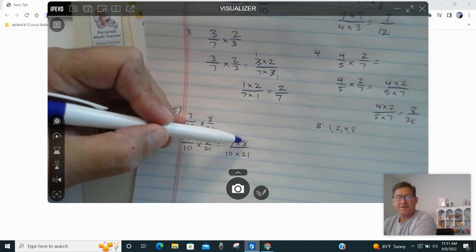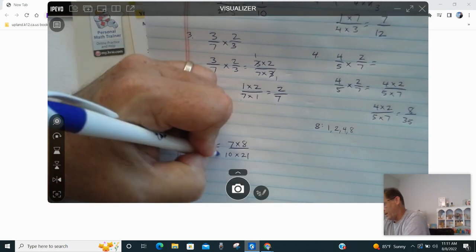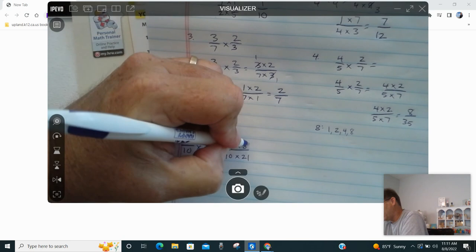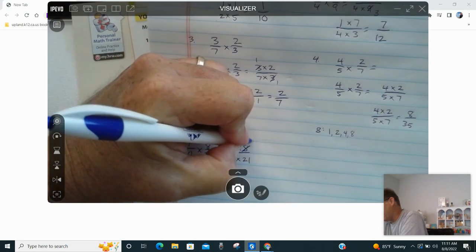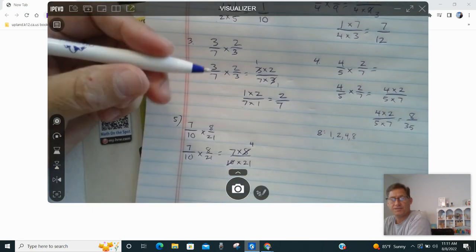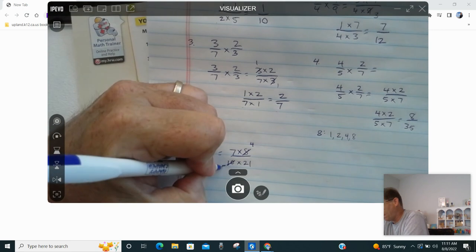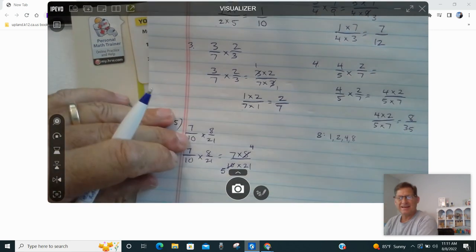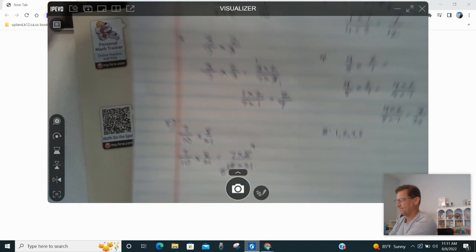Here I know that one of the factors of 8 is 2, and I know a factor of 10 is 2. So let's divide 8 by 2, and that gives us 4. And let's divide 10 by 2, which is 5. All right. Now, how about 7 and 21?